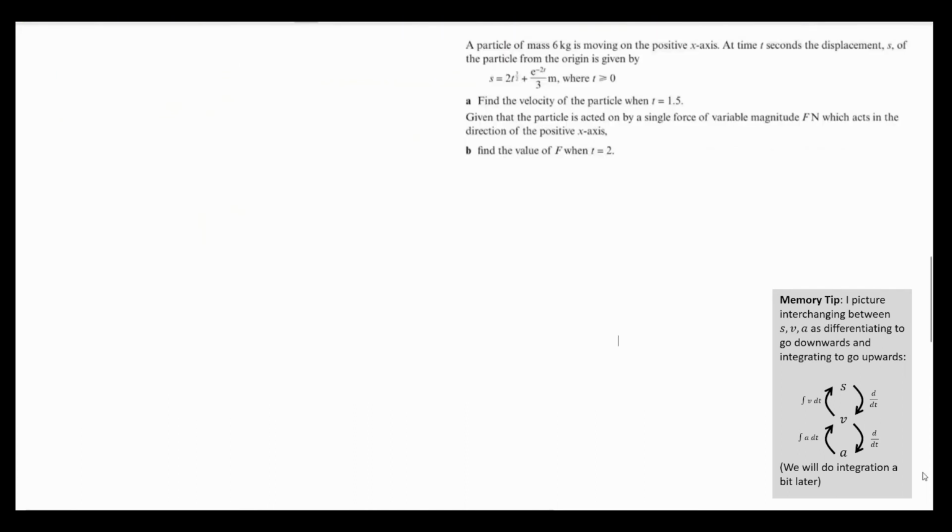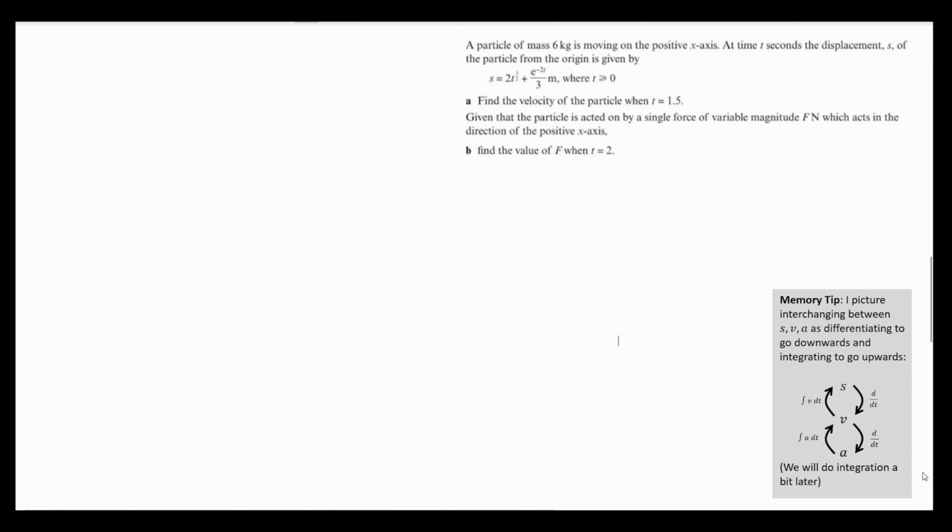Okay, let's have a look at an example where instead of trig, we've got the exponential function, and we're actually going to involve some of Newton's second law. So, looking at the question, we're told a particle of mass 6 kilograms is moving on the positive x-axis. At time t seconds, the displacement s of the particle from the origin is given by this function. First, we're asked to find the velocity of the particle when t equals 1.5.